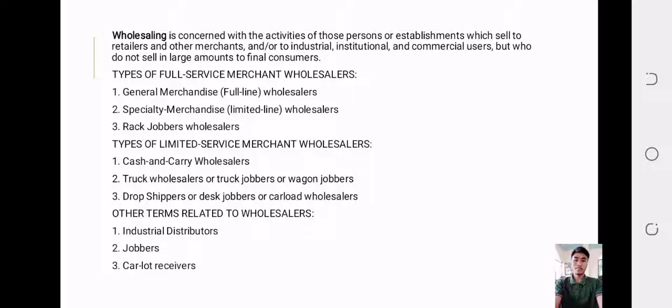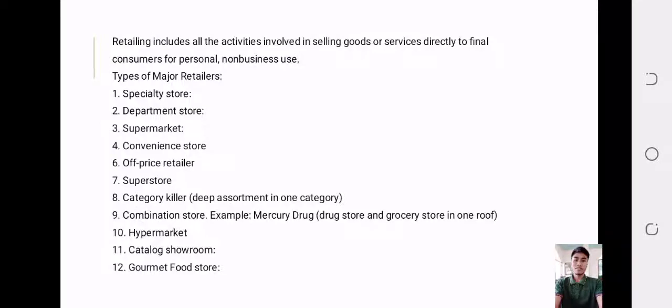There are 3 types of full-service merchant wholesalers: general merchandise, specialty merchandise, and rack jobber wholesalers. And also 3 types of limited-service merchant wholesalers: cash and carry wholesaler, truck wholesaler, also called truck jobber or wagon jobber, and drop shipper, also called desk jobber or carload wholesaler. There are also 3 other terms related to wholesalers: industrial distributor, jobbers, and car lot receiver. Types of major retailers: specialty store, department store, supermarket, convenience store, off-price retailer, superstore, category killer, combination store, hypermarket, catalog showroom, and gourmet food store.